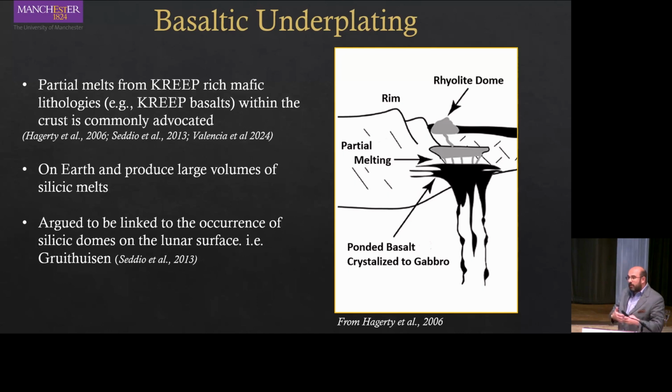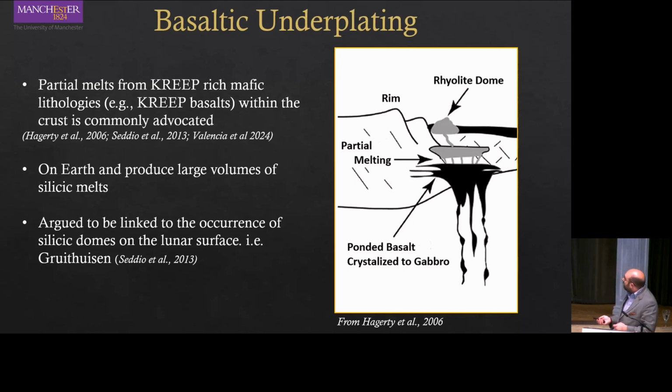But fundamentally, you have a very fertile crust that's incompatible element enriched, and you have some kind of heat source, probably some kind of magmatic intrusion, that generates partial melting of this fertile crust. And this can potentially produce very large volumes of silicic melts, and has been argued, for instance, to be the reason why we have the silicic domes scattered around the lunar near side, things like Gruithuisen that we've heard a bit about from Kerry this week.